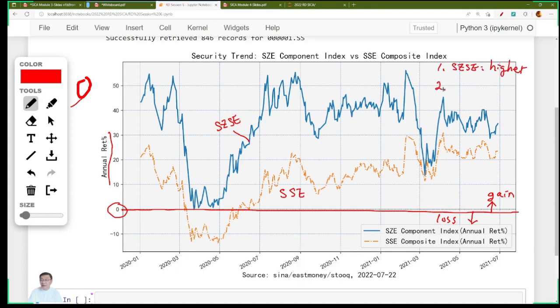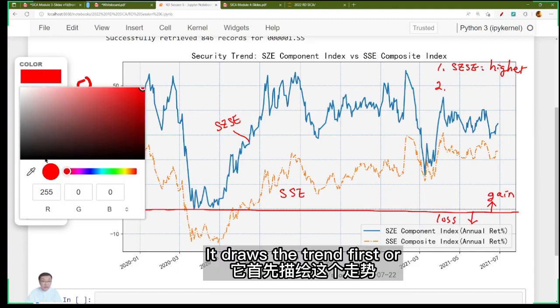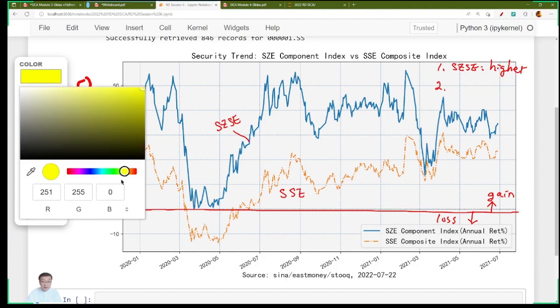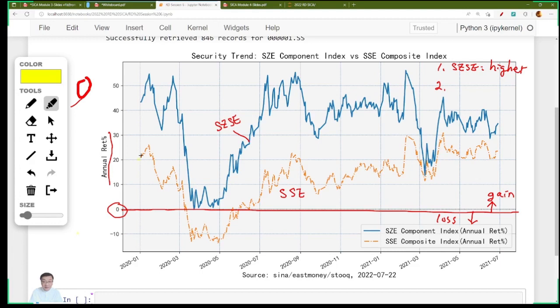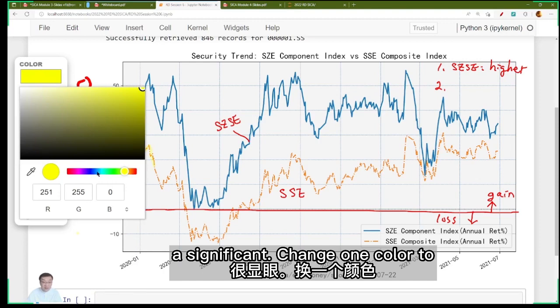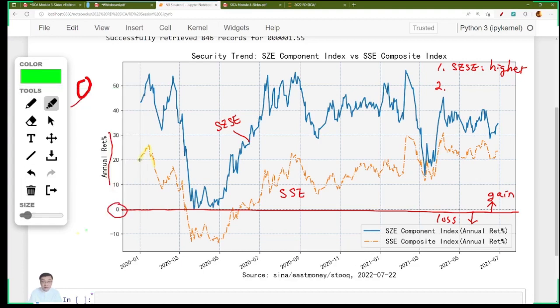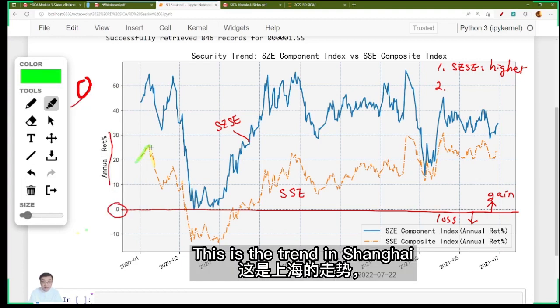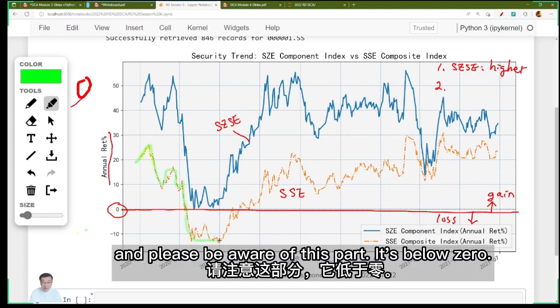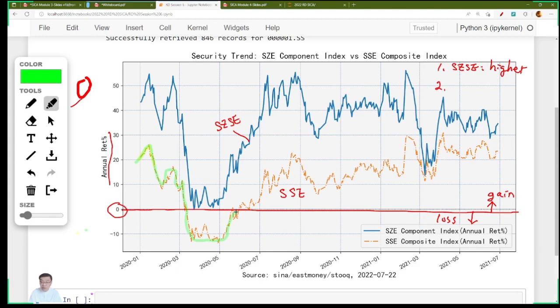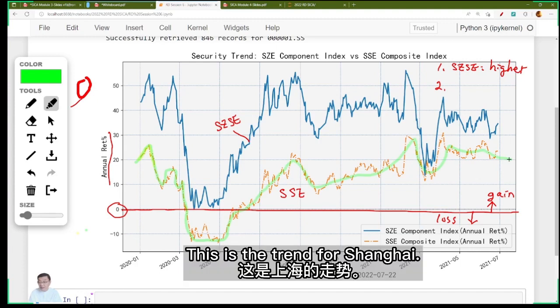Second point, let's look at the big trend. Let's draw the trend first for Shanghai. This color is not that significant. Let's change it to probably the green color. This is the trend in Shanghai. And please be aware this part is below zero. This is the trend for Shanghai.